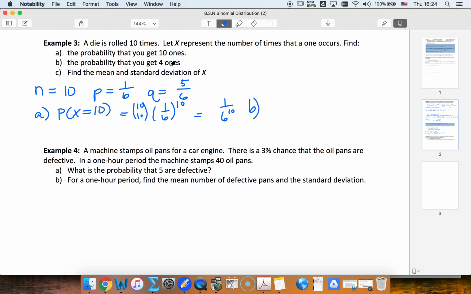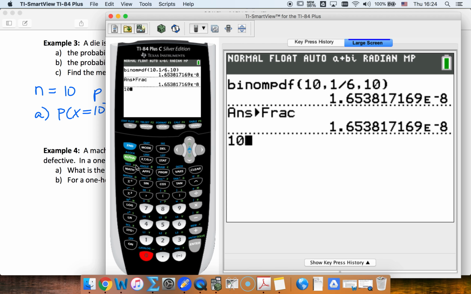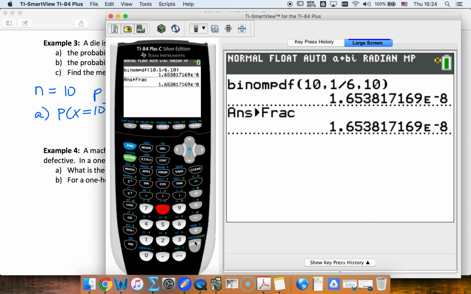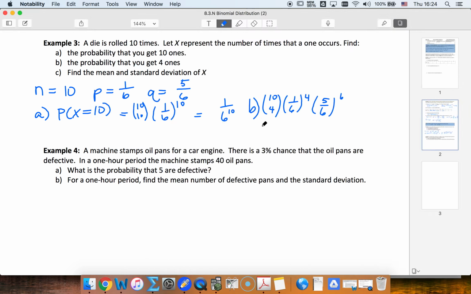The probability that I get 4 ones, well, this is going to be 10 choose 4 times 1/6 to the 4, and then 5/6 to the 6th. 10 choose 4, remember I can do this on my calculator easily, 10, and then 10 choose 4. All right, so now I've got 210 times 5 to the 6th over 6 to the 10th. I could simplify this, leave it like this.